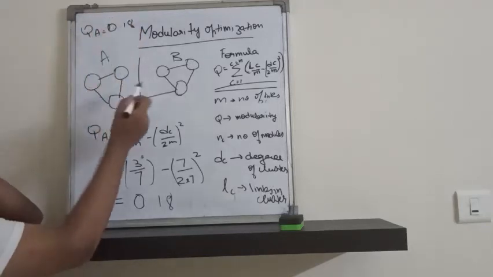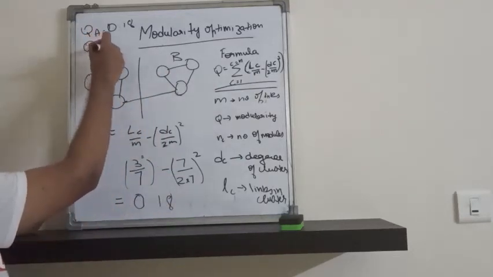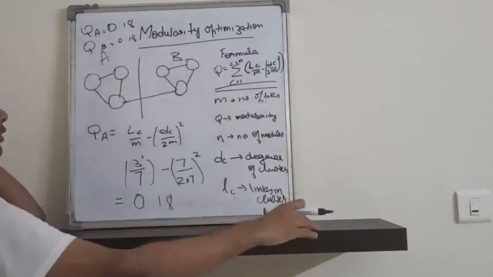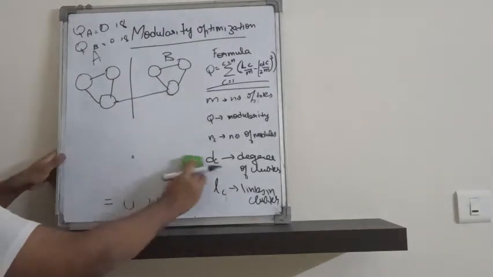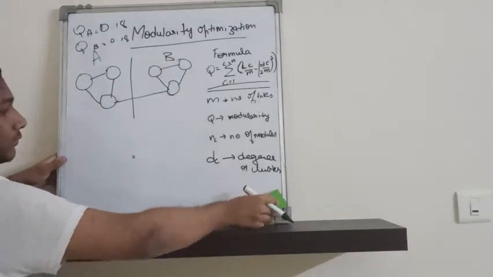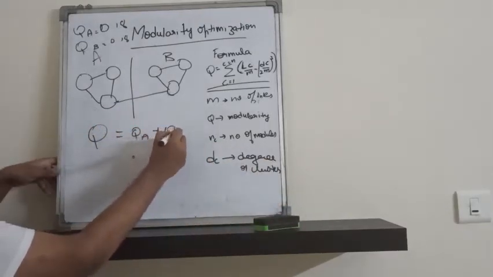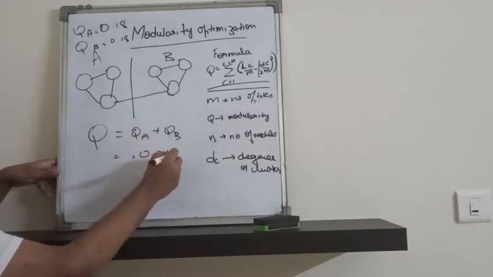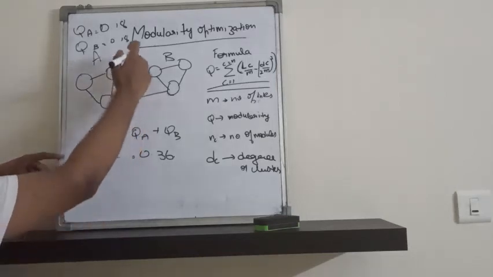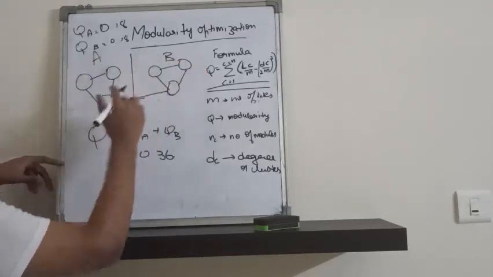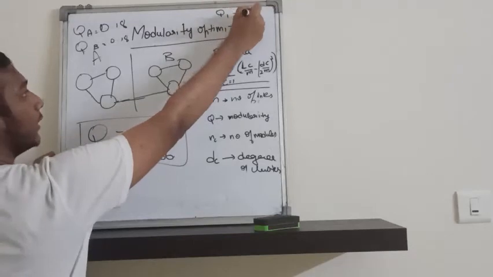and because B is symmetrical to A, our QB will also be the same. So QB is equal to 0.18. Now what is the total Q? Q is equal to QA plus QB, that is equal to 0.36. Okay, so this is the modularity of this particular cut. If we cut it like this, if these are the two modules, this is the modularity. Okay, so Q1 is equal to 0.36.